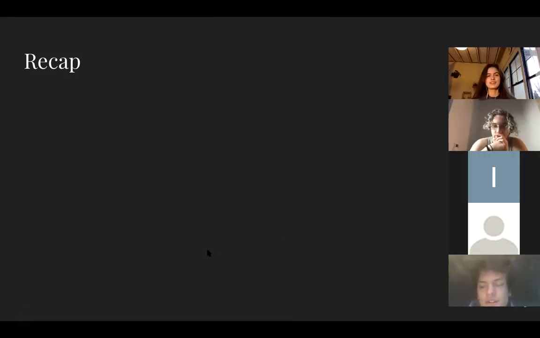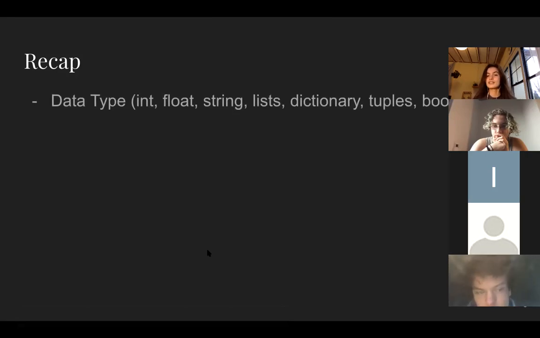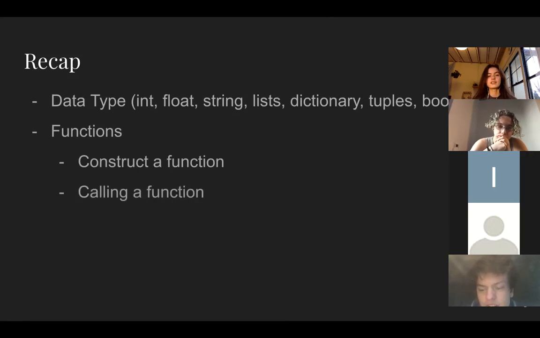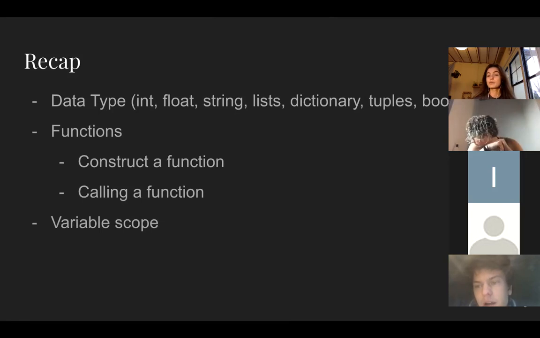Okay, cool. So quick recap of what we did last week. We went over some of the data types: integers, floats, strings, lists, dictionaries, tuples, and Booleans. We're going to be going more in depth about Boolean values today. Also functions: how do you write a function and how do you call a function? And then the last thing we went over is variable scope, so what's the difference between setting a variable within a function versus outside of a function.